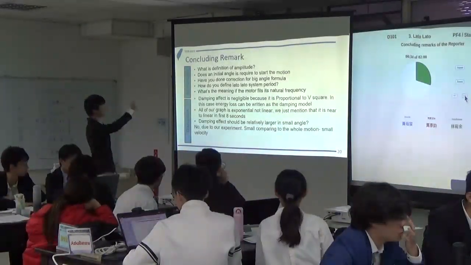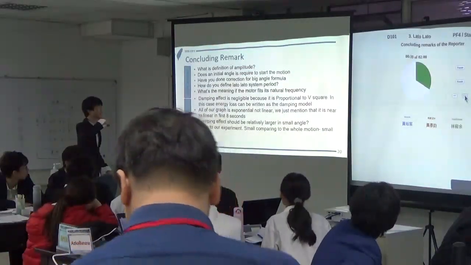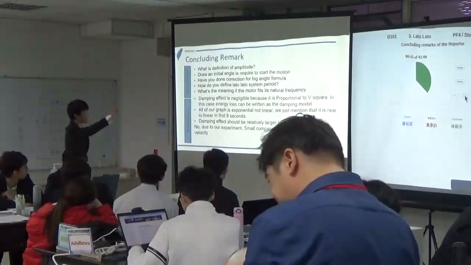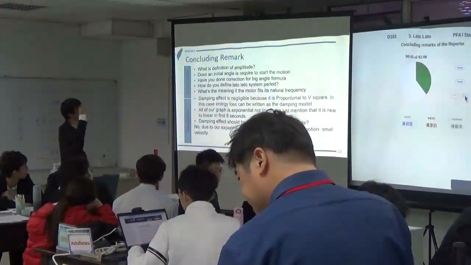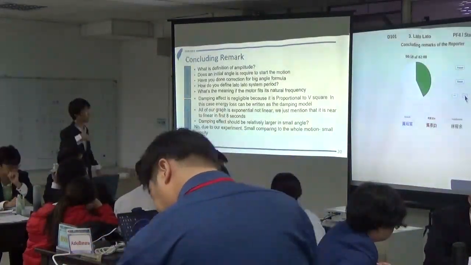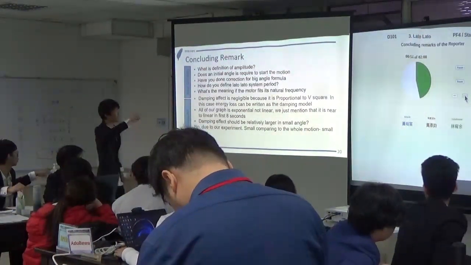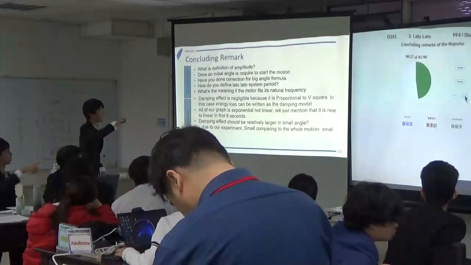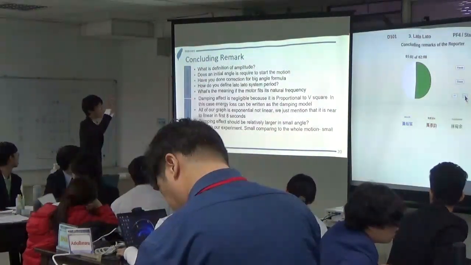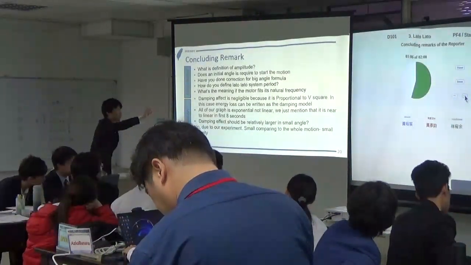And then, for a short question, the opponent asked what is the definition of amplitude, and I answered the maximum angle. And does the initial angle is required to be small angle to start motion? And I answered no. And how I have done the correction of big angle? I used the big angle formula.